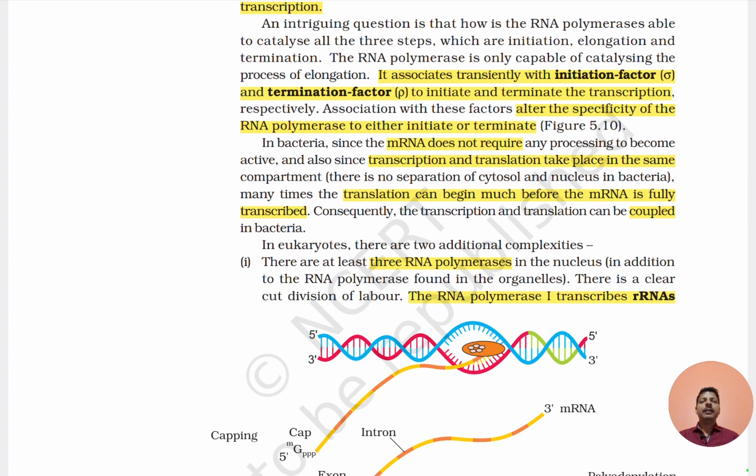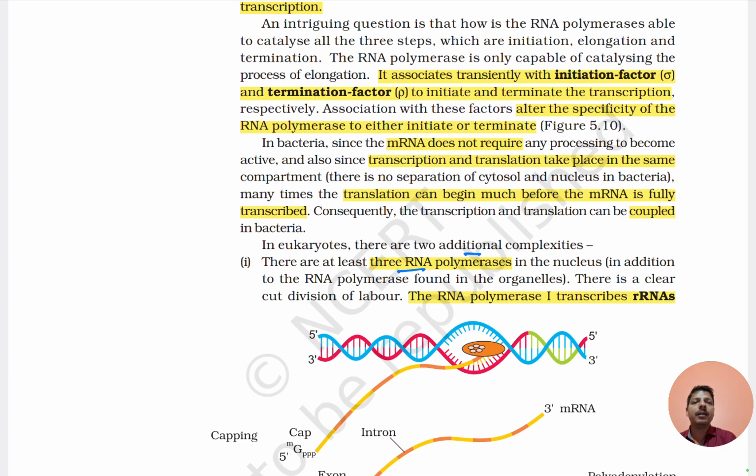In bacteria, since the mRNA does not require any processing to become active, and also since transcription and translation take place in the same compartment, many times the translation can begin much before the mRNA is fully transcribed. Consequently, the transcription and translation can be coupled in bacteria. But in eukaryotes, there are two additional complexities. There are at least 3 RNA polymerases in the nucleus in addition to the RNA polymerase found in the organelles. There is a clear-cut division of labor.